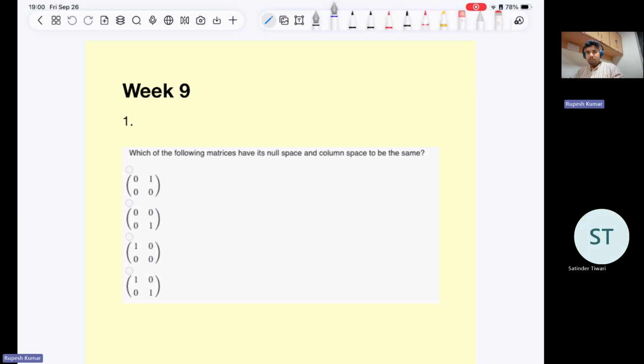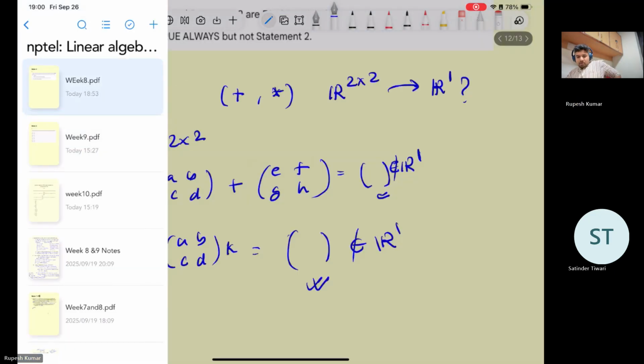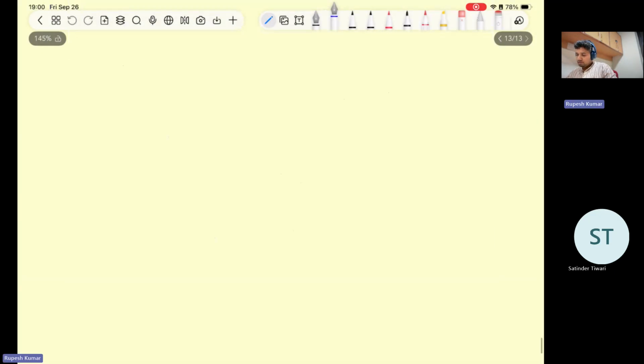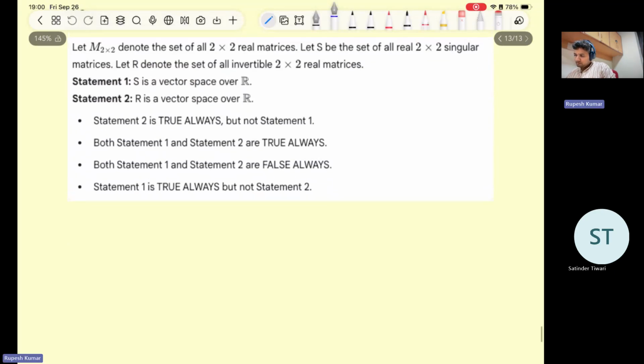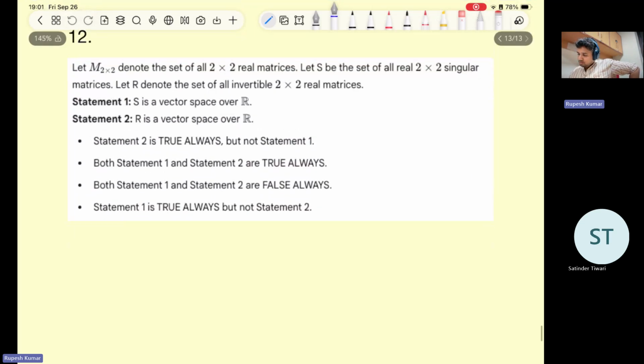So hi everyone. Let's resume the session, right? So in the last problem, we finished this problem, right? So the meaning of this over R, earlier what I thought was something different, but yeah.